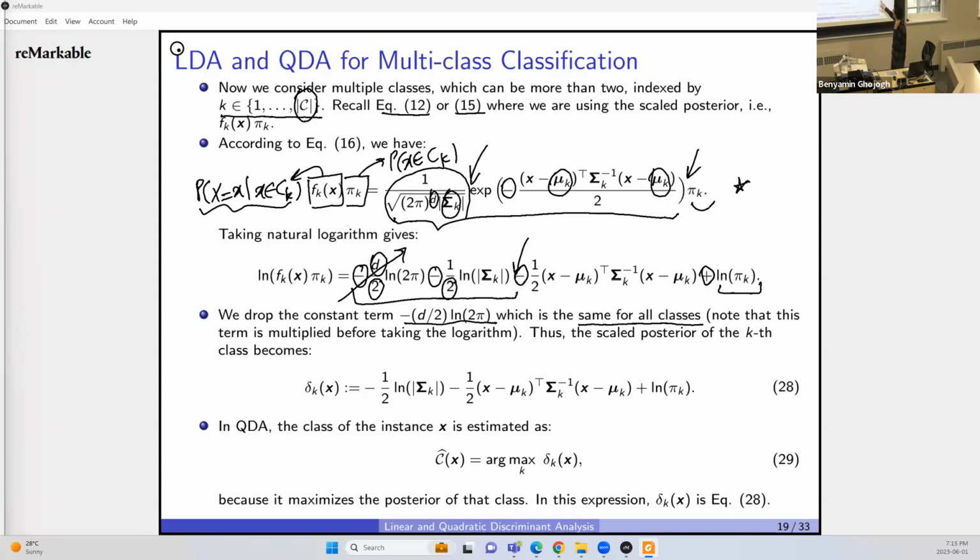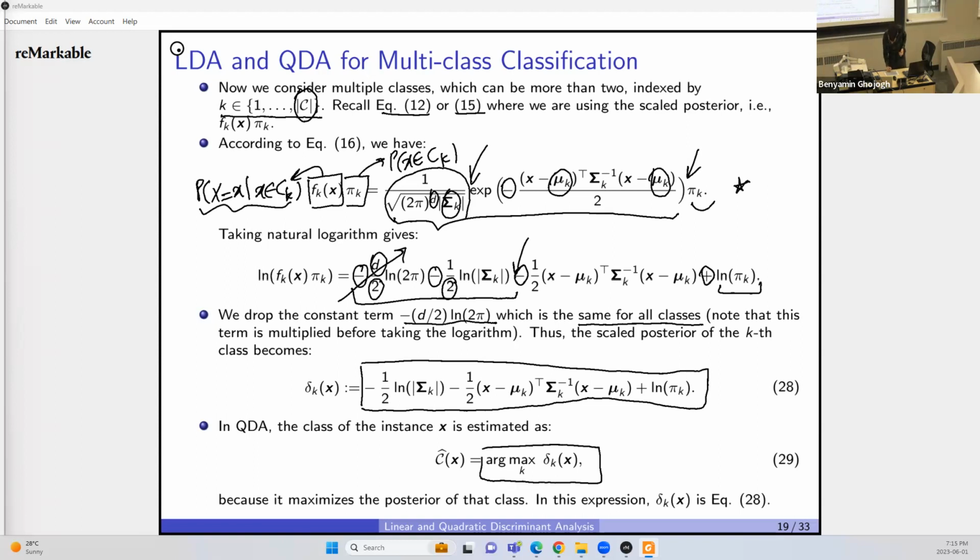Thus, the scaled posterior of the kth class becomes this. This is exactly what we found. And why do I call it scaled? Because I ignored that constant term. We can take it as a decision function, delta_k, for the kth class. Now, for deciding which class a point belongs to, we can say: which of the classes maximizes equation 28?